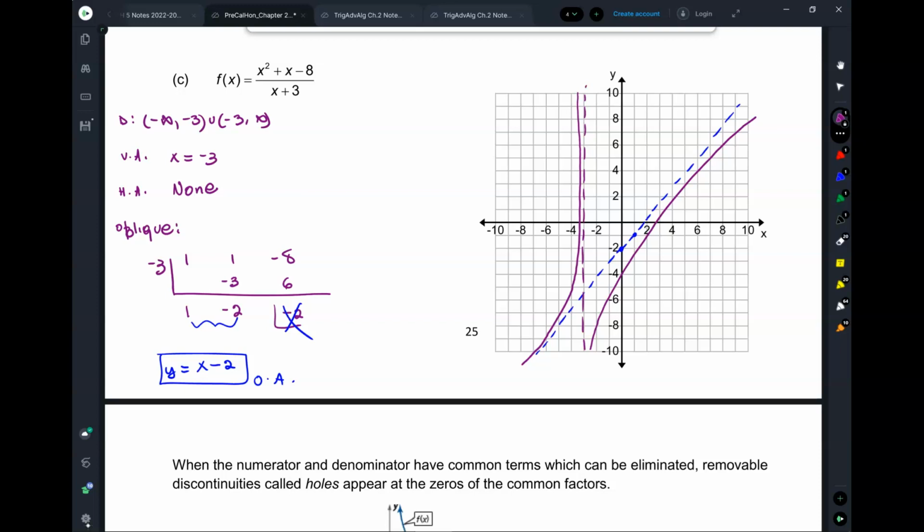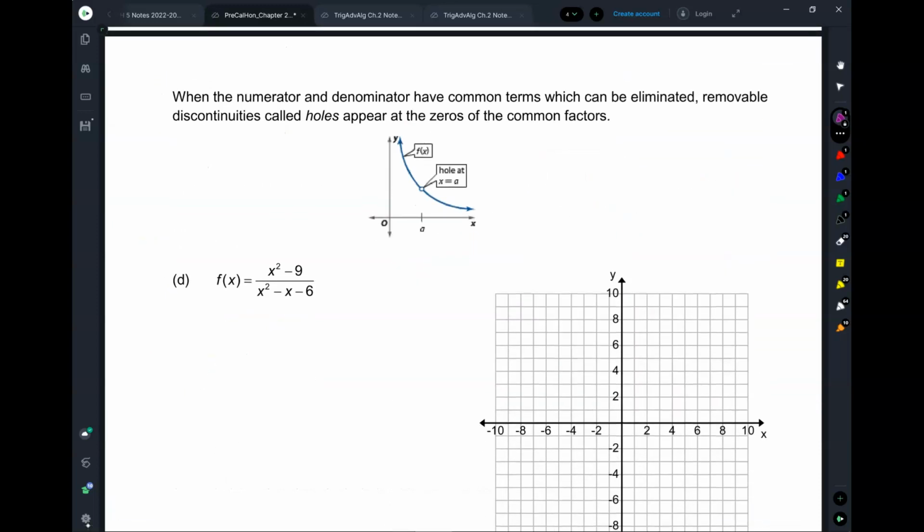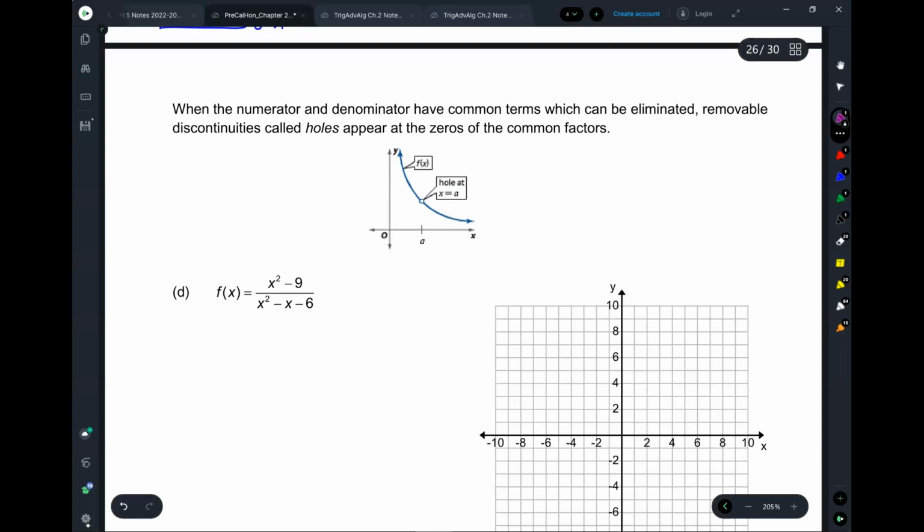Okay, so what about holes? We'll do holes and then we'll stop with the rational functions. Removable discontinuity. Now finally it all gets set, right? Remember how before you're like, well, how do I find the horizontal asymptote? I'm like, just wait. So here it is. We waited and now we got there, okay?